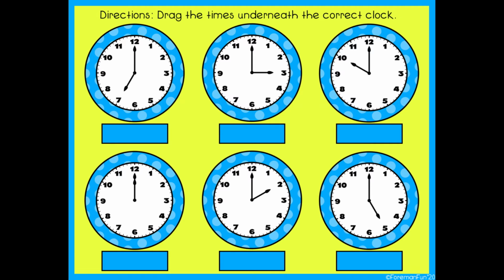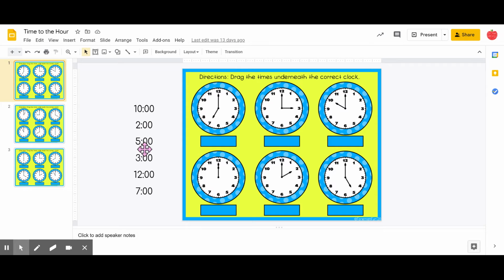Whenever we have a minute hand pointing to the 12, we do not say it is 7:12, but instead we say it is 7 o'clock. So whenever you have a minute hand that's pointing to the 12, you should always say o'clock at the end. And the way that we write o'clock is with a 00.